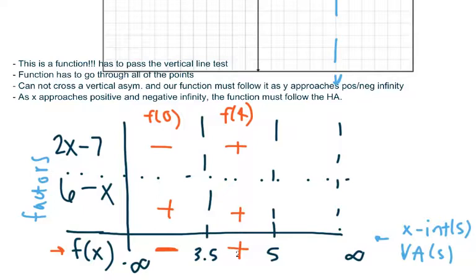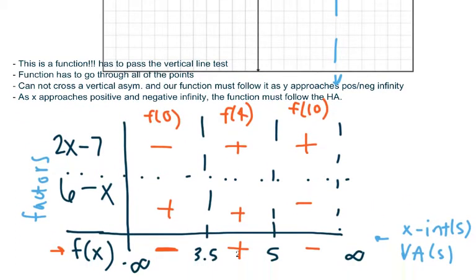Last but not least, 5 to infinity. I'm going to plug in 10. You could plug in anything between 5 and infinity. 2 times 10 is definitely bigger than 7, so that's going to be a positive. 6 minus 10 is going to be a negative. So our function is negative from 5 to infinity.